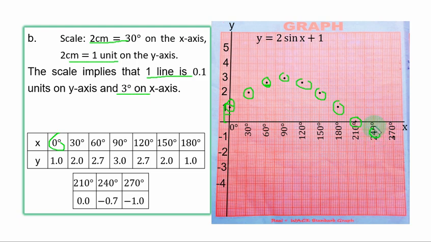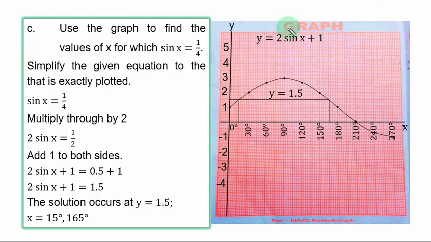And when s is 270 degrees, y is minus 1. You always include the title of the graph, and it is simply the relation that you are given to plot. Next thing is to join the points together and answer question C using the graph. All the points have been joined together.